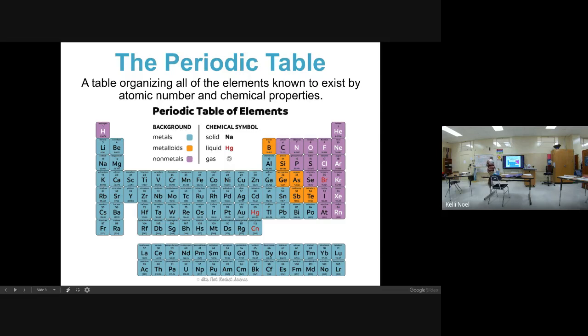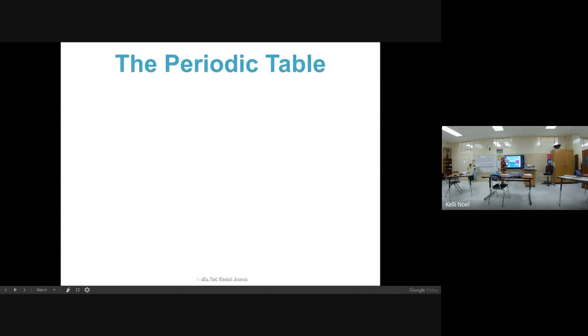So it just depends on what periodic table you use. And I may have you label some things on here as we go through. And there are color pencils there on your table you may want to use if I ask you to.